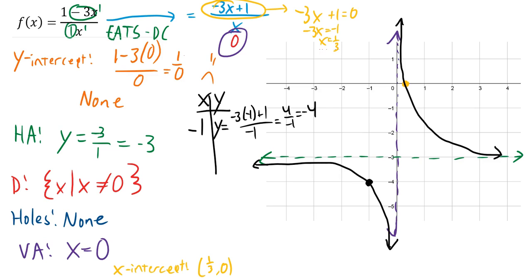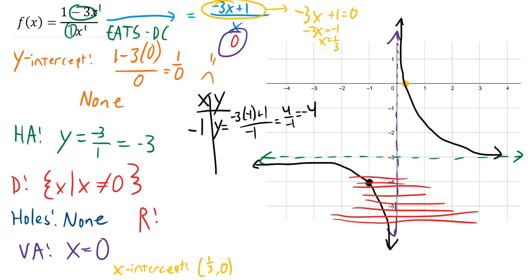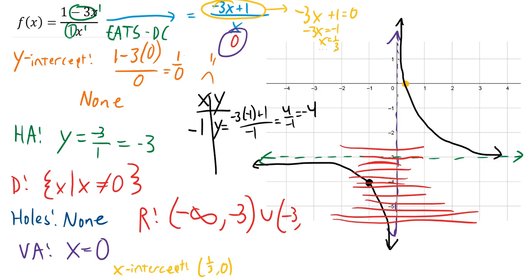I can do range now. My range is all the y values I hit if I keep running horizontal lines through the graph. I hit all the y values until I hit -3. -3 I don't hit any y values. So my range is everything from -infinity up until -3. And then after -3, I do start hitting points again. And I hit points all the way up into infinity. So my range is -infinity to -3, not including -3, unioned with -3, not including it, up until infinity.